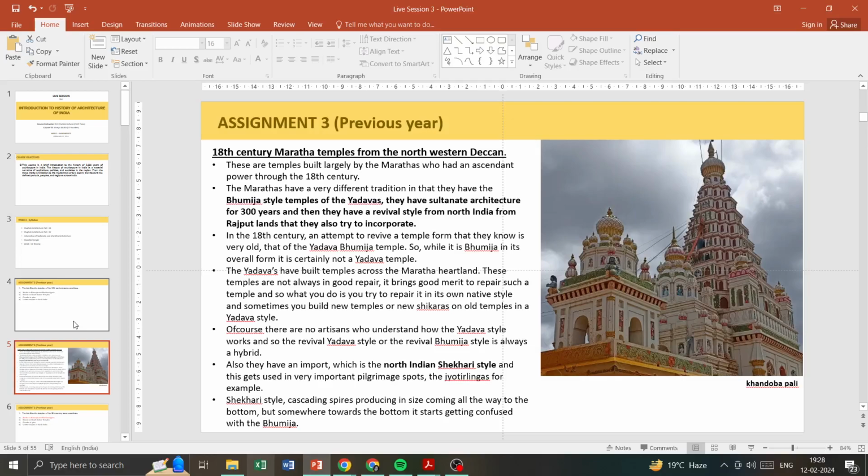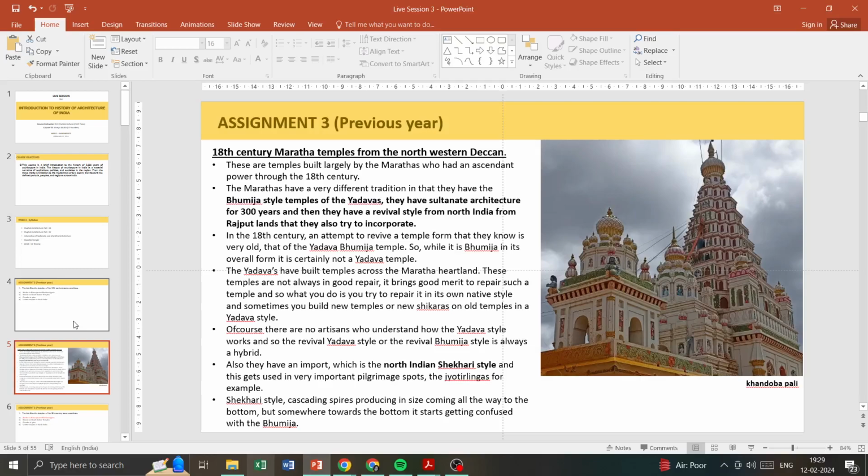So these temples in the 18th century were built largely by the Marathas, who ascended into power in the 18th century. And they had a very different tradition of architectural style. They have Bhumija style temples of the Yadavas. They have Sultanate architecture for 300 years. And then they have a revival style from North India, from Rajput lands. So they have an amalgamation of these three different architectural styles in their buildings.